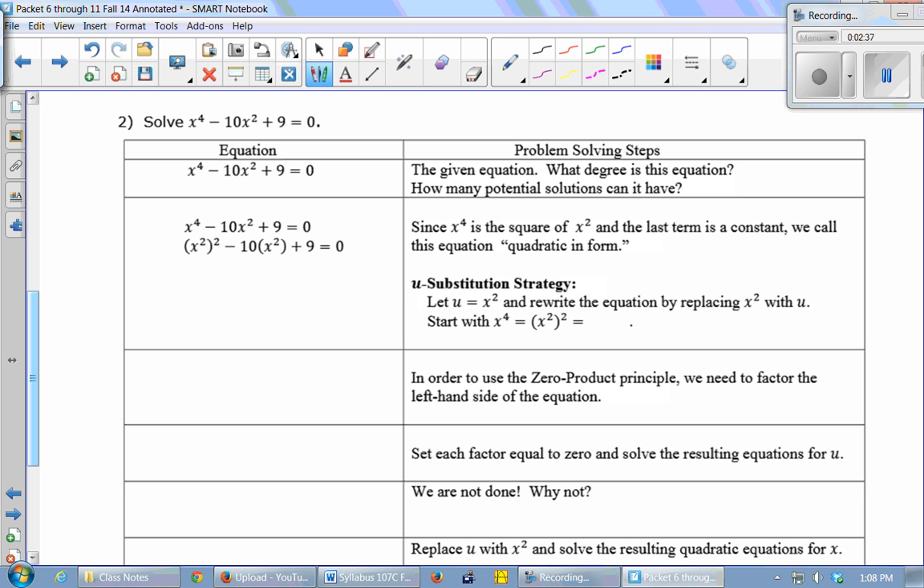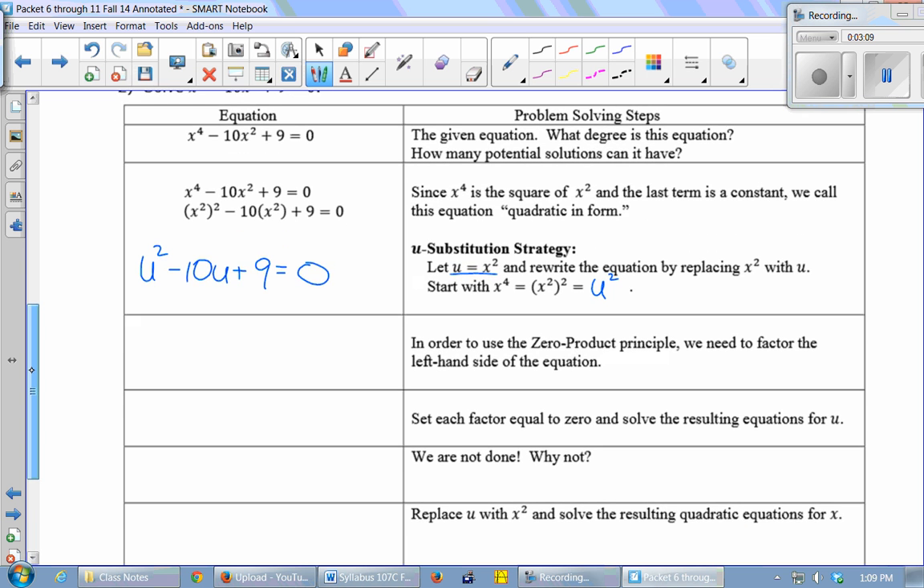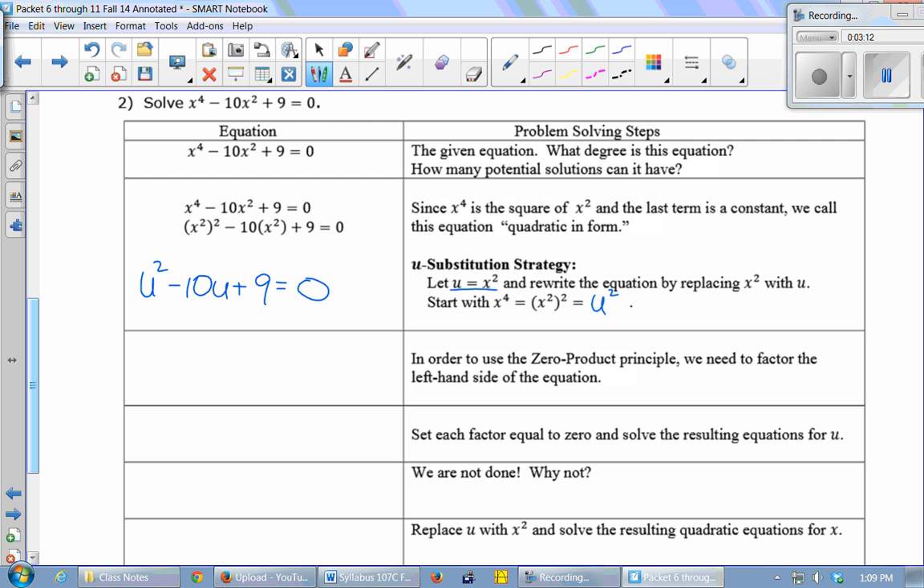So I have x to the 4th minus 10x squared plus 9 equals 0. So we're going to let u equal x squared. So I'm going to have u squared minus 10u plus 9 equals 0. Right? Because x squared squared is x to the 4th. So that means u squared. X squared is u. All right, so now I want to solve this quadratic equation. One of my sides is already 0. So I want to see if I can factor it, or I could use the quadratic formula, but does this factor? Yeah, this factors to u minus 1, u minus 9.